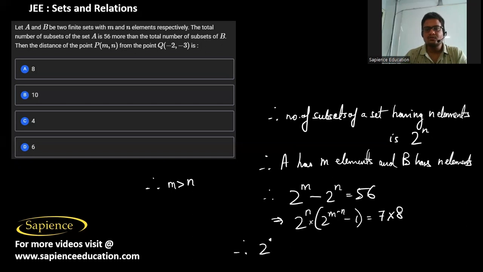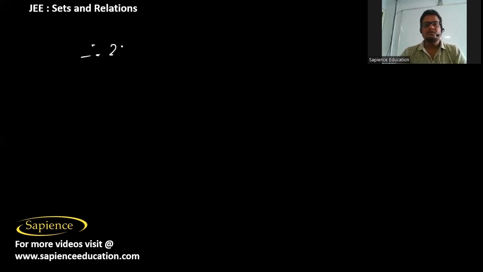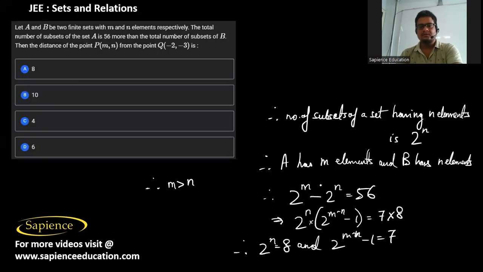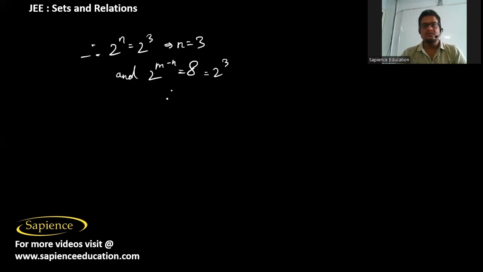So therefore we can tell 2 power n equals 8 and 2 power m minus n minus 1 is equal to 7. So 2 power n equals 2 power 3, therefore n equals 3. And 2 power m minus n is also equal to 8, since 7 plus 1 means it is 2 power 3. So m minus n is also equal to 3, so m equals 3 plus 3, that is 6. So m equals 6.